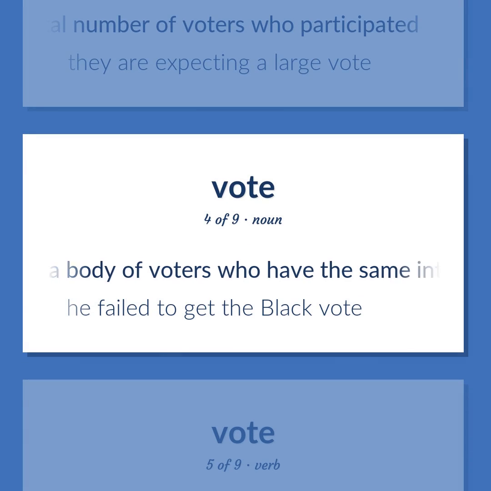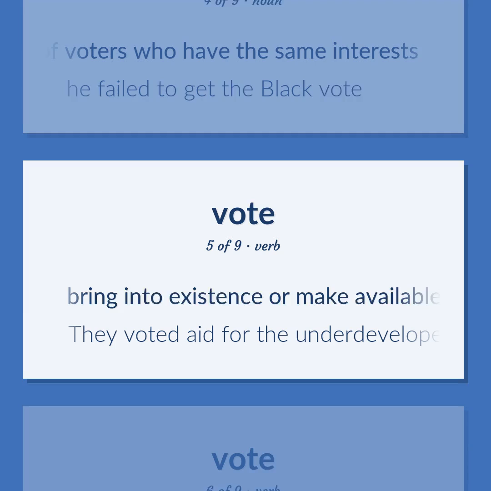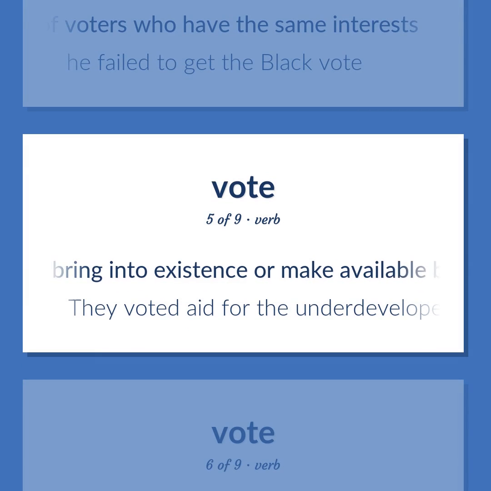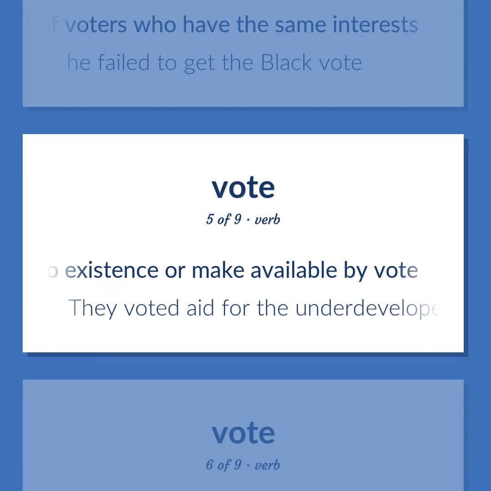A body of voters who have the same interests. He failed to get the black vote. Bring into existence or make available by vote. They voted aid for the underdeveloped countries in Asia.